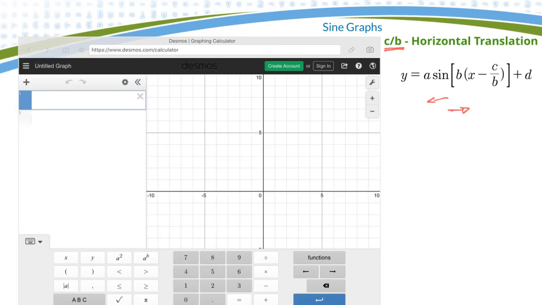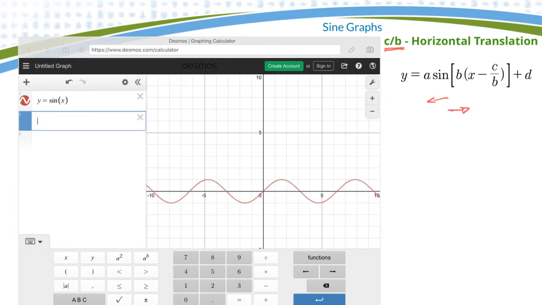Let's put our base one on again. y is equal to sine of x. So that's our base one. And now let's put a value in for C. So y is equal to sine x, and I'll say minus, why don't I say pi? Pi, there we go.